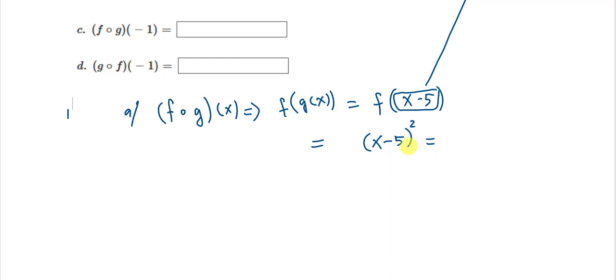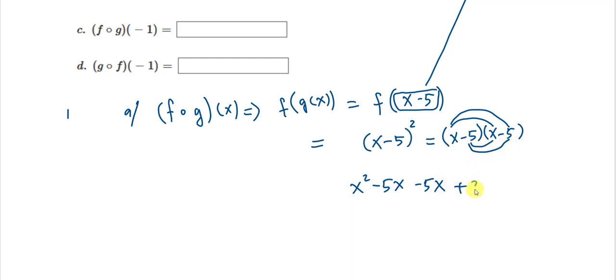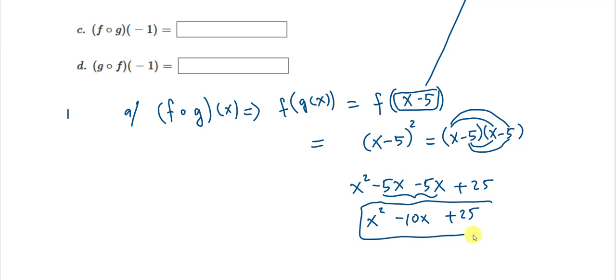To do this, we know that the square power means x minus 5 times x minus 5, 2 times. And now just do the FOIL method. x times x is x squared. x times minus 5 is minus 5x. Minus 5 times x is minus 5x. Minus 5 times minus 5 is plus 25. Combine like terms: minus 5x minus 5x gives me minus 10x, and carry down x squared, and then plus 25. So x squared minus 10x plus 25 is the answer for A.